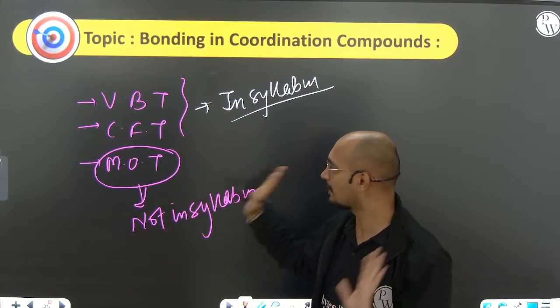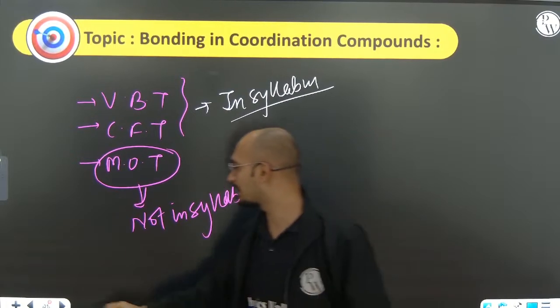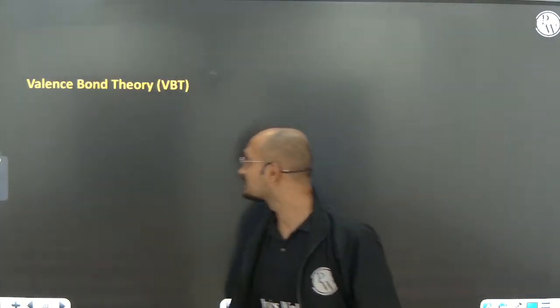But the point is, we are not going to study it because it is not in our syllabus. I'm not going into the theories much. I'm directly coming to VBT. See, what does valence bond theory consider?